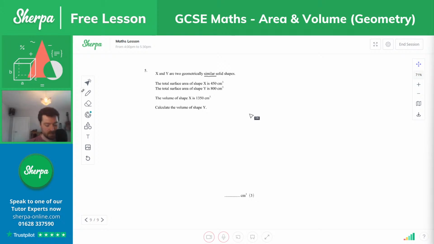So there's going to be a couple of stages to this one, right? Because at the moment, we aren't given a linear scale factor. We aren't given even how the linear lengths relate to one another. We're actually thrust straight into this question with being told what the area scale factor is, or how the areas relate to one another. So we're going to have to work backwards to work forwards.